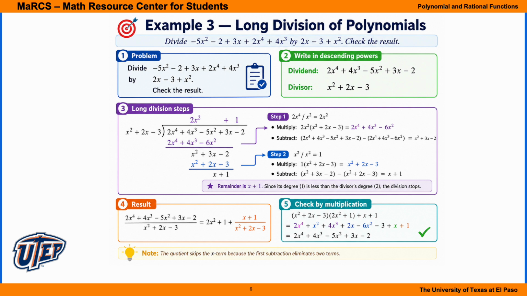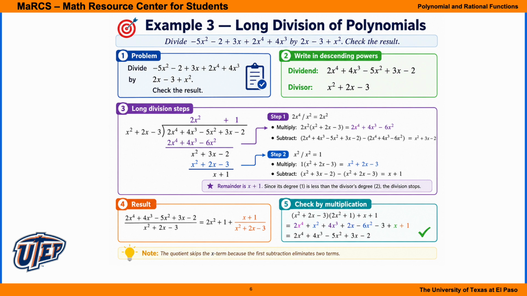And now we can divide. So we divide 2x to the power 4 by x squared, and that'll give us 2x squared. So we can multiply that back by the divisor. So 2x squared times x squared gives us 2x to the power 4. 2x squared times 2x gives us 4x cubed, and 2x squared times negative 3 will give us negative 6x squared.